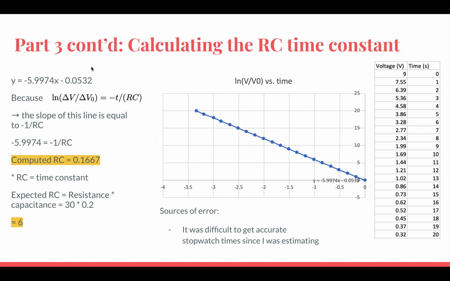And so because we know that this formula right here is equal to negative T divided by RC, we can plot the natural log versus time, and then we know that the slope is going to be equal to negative 1 over RC. So just solving this equation, we get 0.1667 for the computed RC. Now if we're going to use another method, for the expected RC, we use resistance times capacitance, which is 30 times 0.2, and then we get 6. So we can see that these numbers are pretty different.